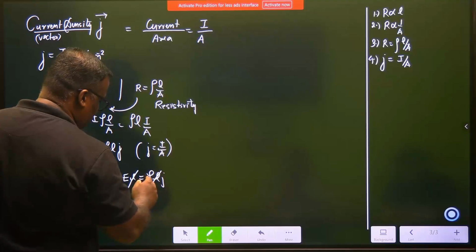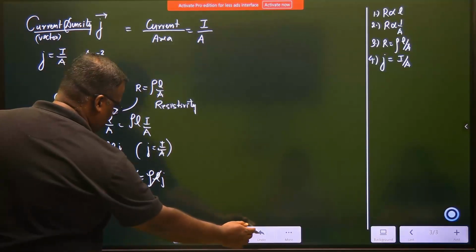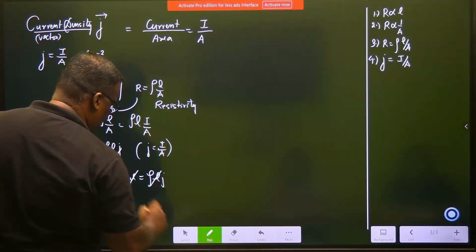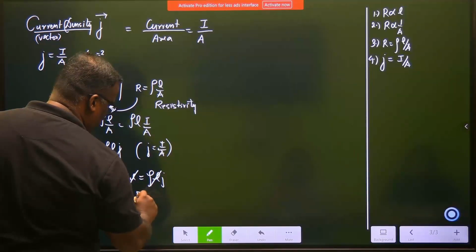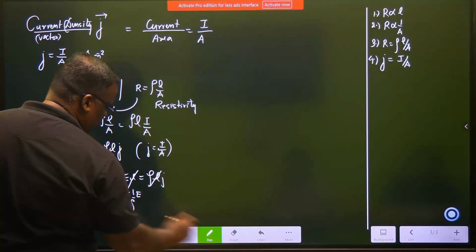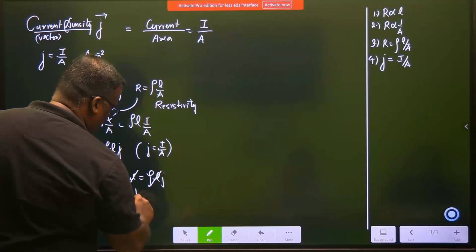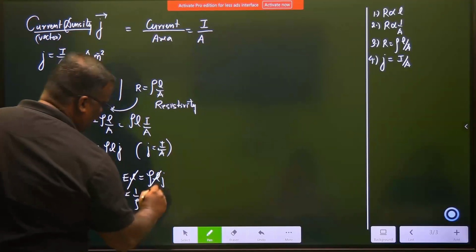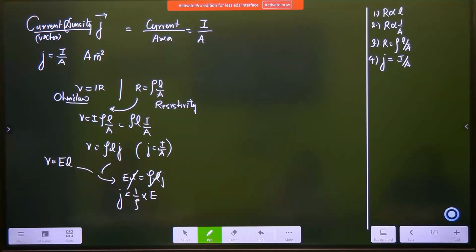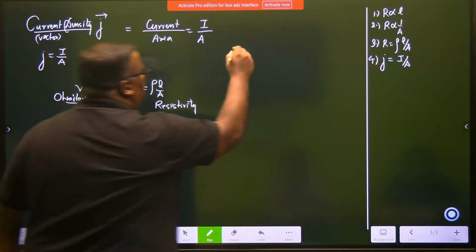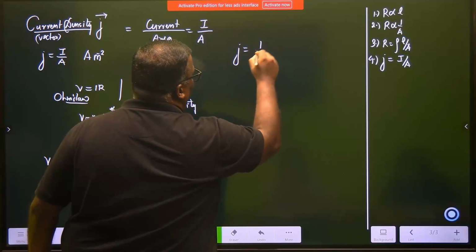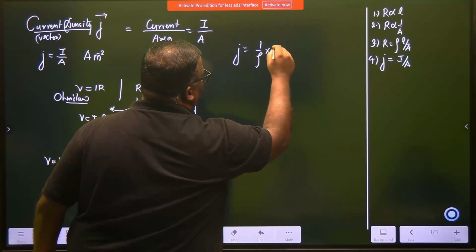Sorry, I think I wrote the expression wrong. J is equal to 1 upon rho multiplied by E. Agreed? So J is equal to 1 upon rho multiplied by E.